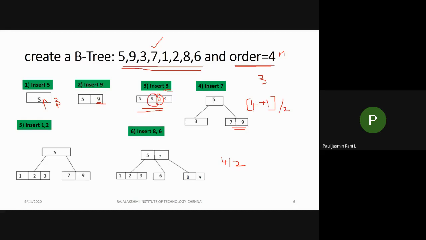Now you have to take that middle element and split it at the left side as well as your right side. Can you follow this one, ma'am? So on the left side you have to put 3, and on the right side you have to put 7 and 9. Next you have to insert your 1. Where will you insert this 1? You have to see from your 5. Insertion should be done only at the leaf side.